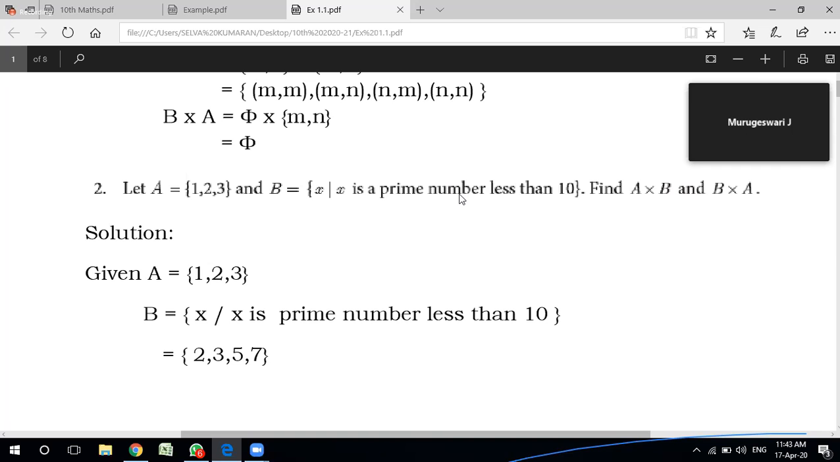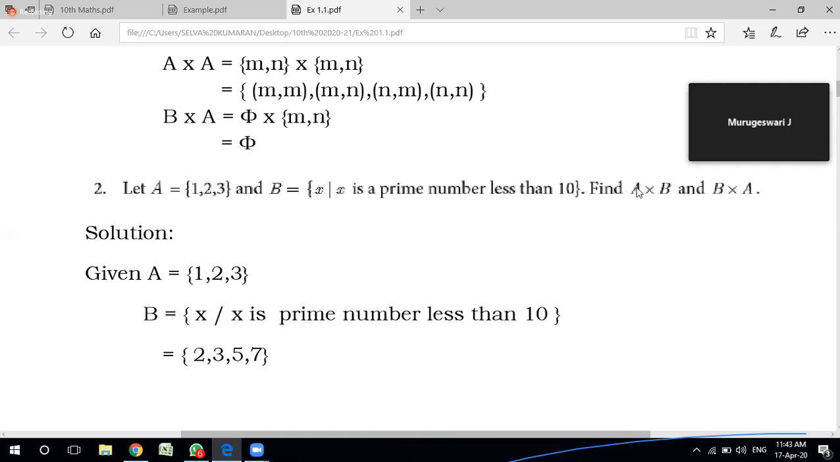So, what are the prime numbers less than 10? 2, 3, 5, 7. These are all the prime numbers less than 10. A few of you said one is also a prime number. That is wrong. One is neither prime nor composite. And 2 is the only even number that is prime. So 2, 3, 5, 7. Now we have the sets A and B.